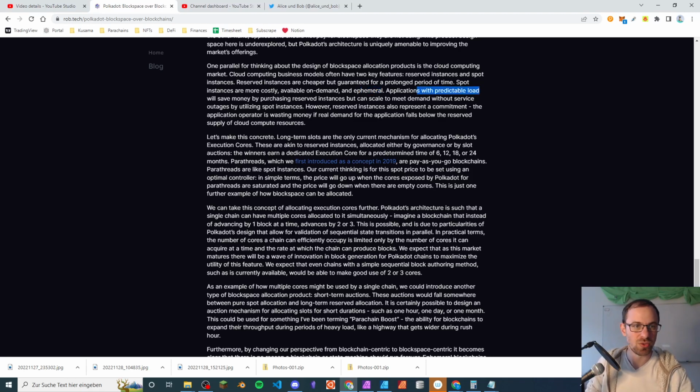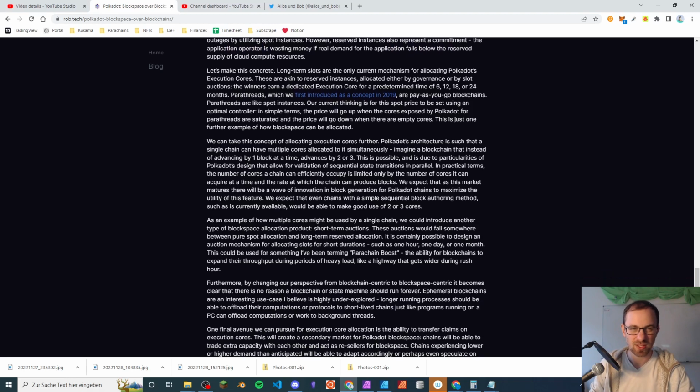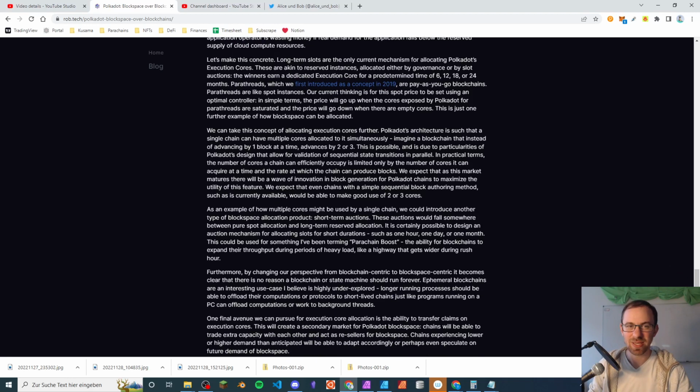Applications with predictable load will save money by purchasing reserved instances, but can scale to meet demand without service outages by utilizing spot instances. So basically you have a baseline assumption of how much resources you need, and then for everything that you need at peak times, you just allocate it on the spot. However, reserved instances also represent a commitment. The application operator is wasting money if real demand for the application falls below the reserved supply of cloud compute resources. Okay, interesting analogy. Let's make this concrete.